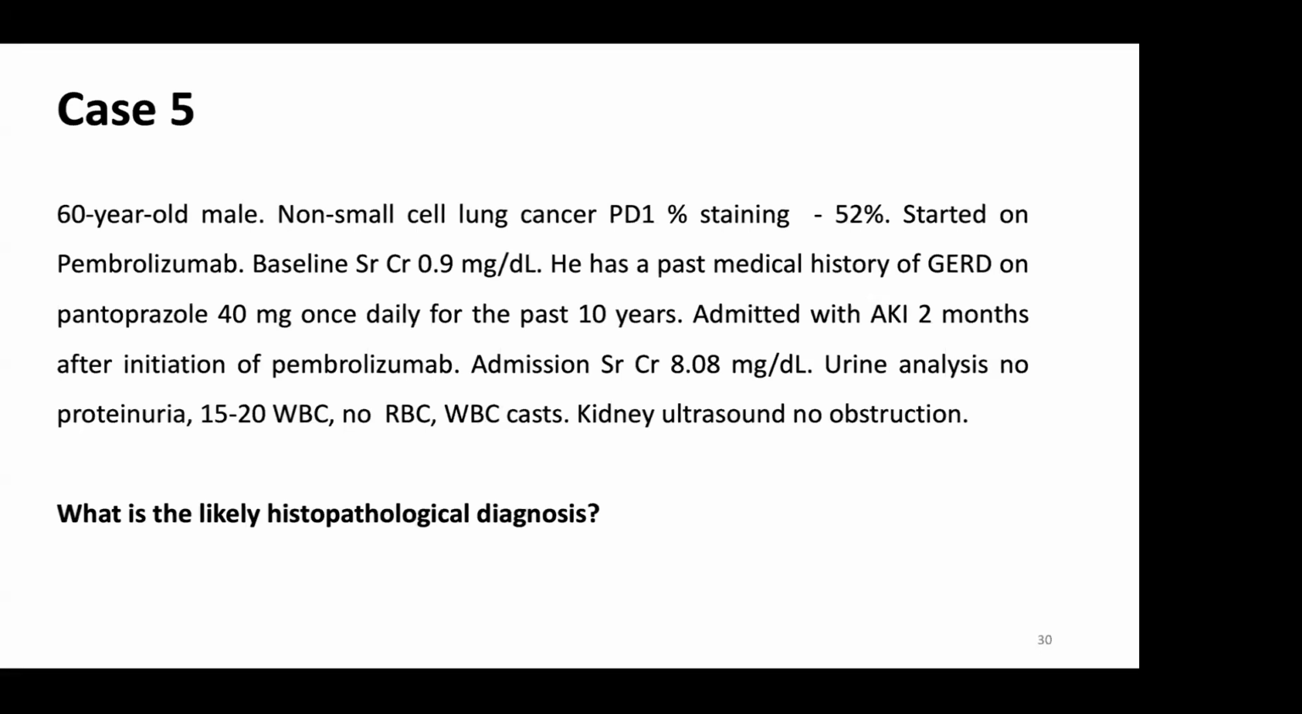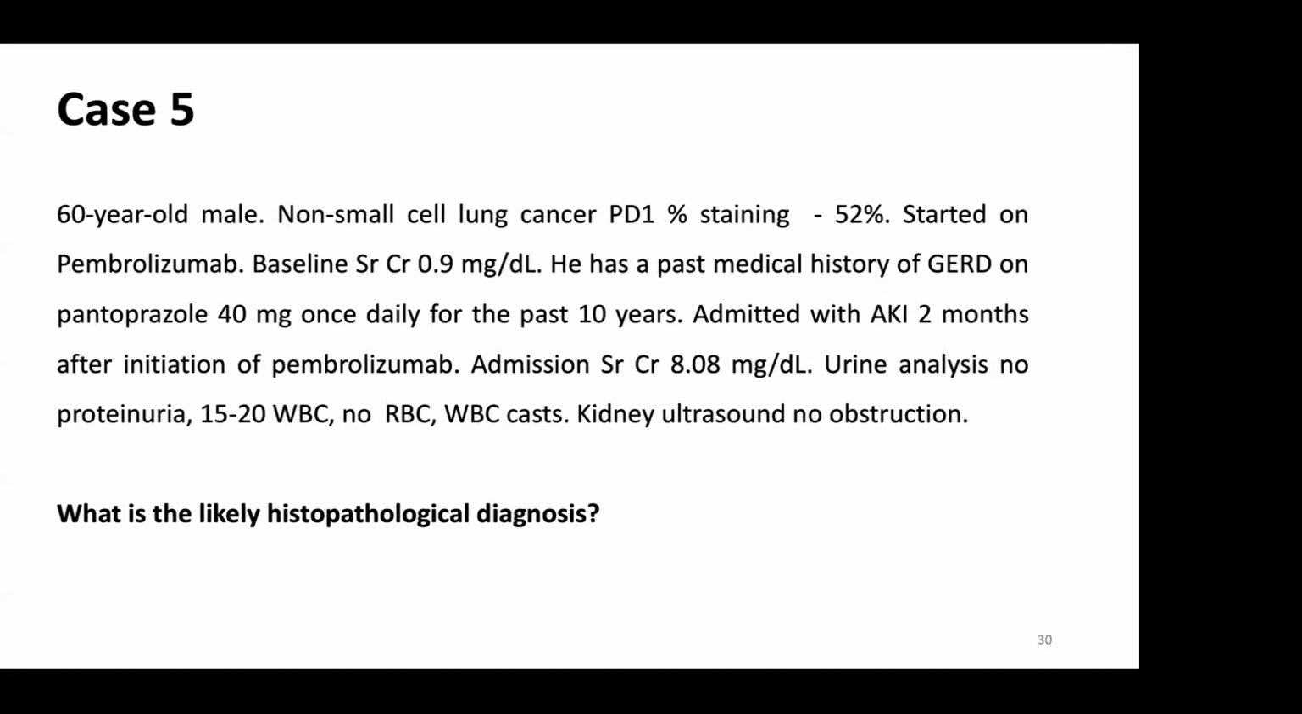Patient does not need dialysis. Patient is non-oliguric. Urine analysis shows no proteinuria. However, there are 15 to 20 WBCs, no RBCs, and there is presence of WBC casts. A kidney ultrasound is done which does not show any obstruction. What is the likely pathological entity we are going to encounter if we biopsy this patient?